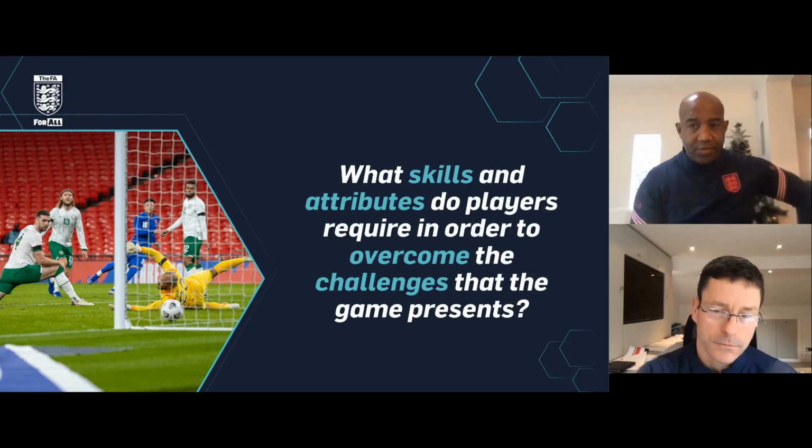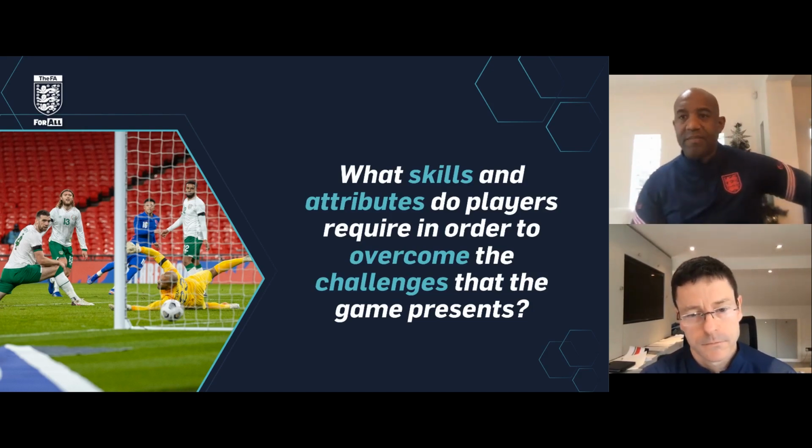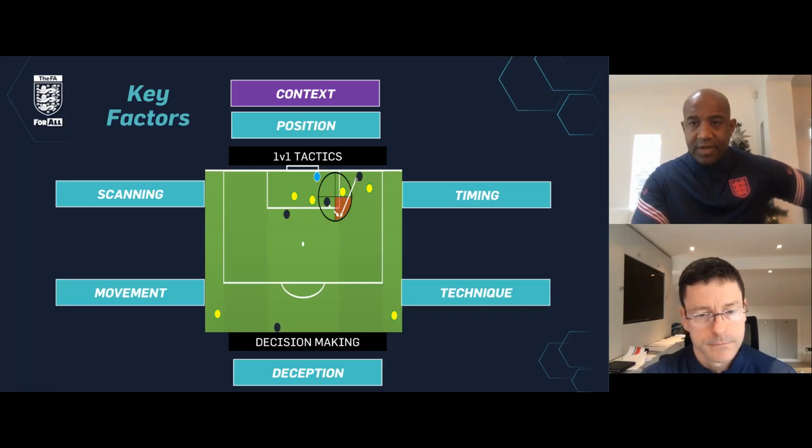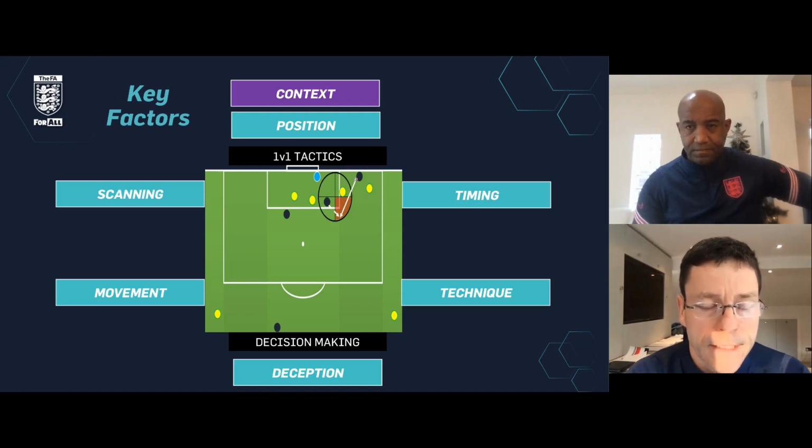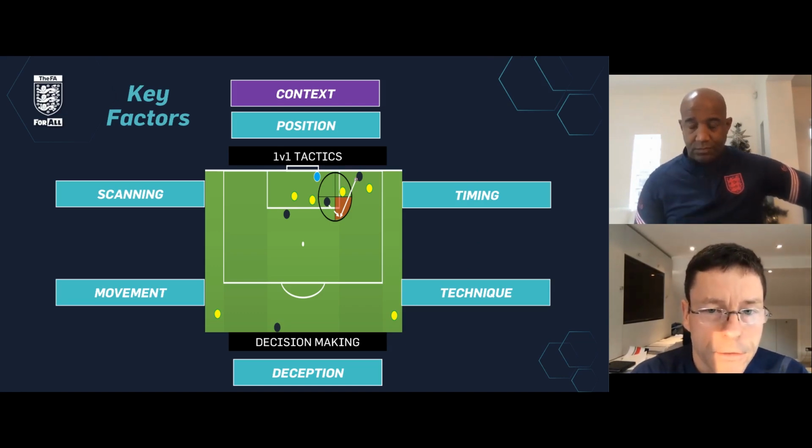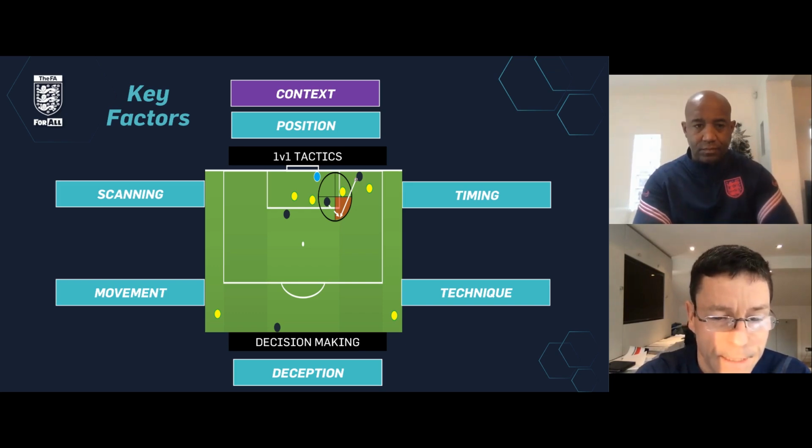So what skills and attributes do players require in order to overcome the challenges that the game presents them? So again, Paul, just going through the key factors in your diagram here. Just to repeat what we've done on the other courses, context is basically the strengths and weaknesses of the players, the opponent, and the attacking player. What are their strengths? How do they use them against their opponent?